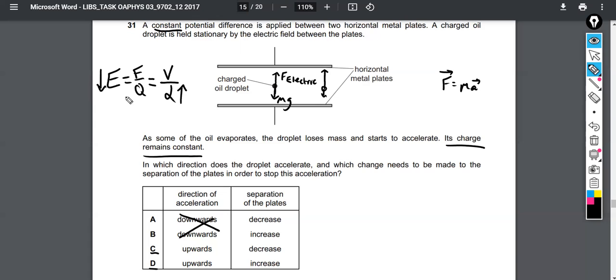By dividing by a bigger number, we decrease our electric field strength. And so choice D agrees with that. The acceleration is upwards and the separation of the plates has to increase in order to stop the acceleration. So choice D is correct.